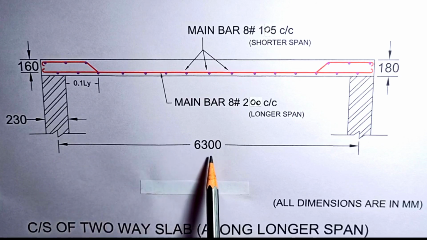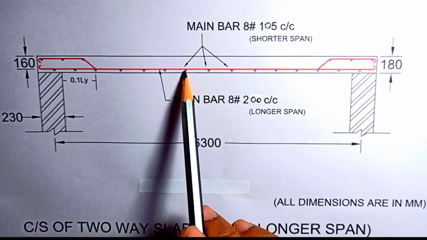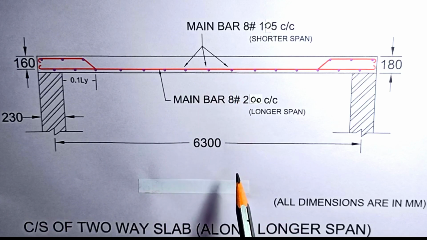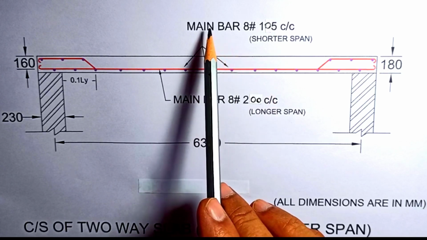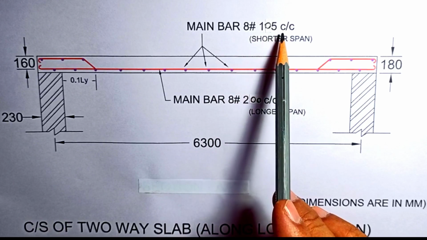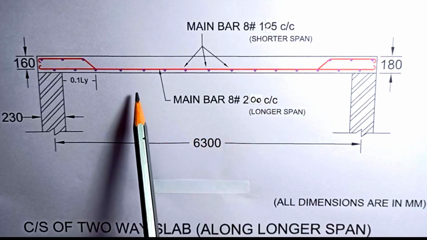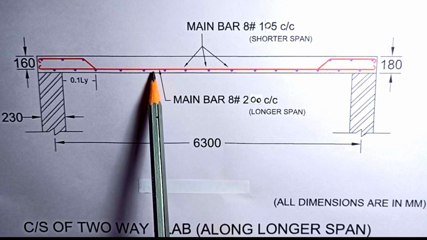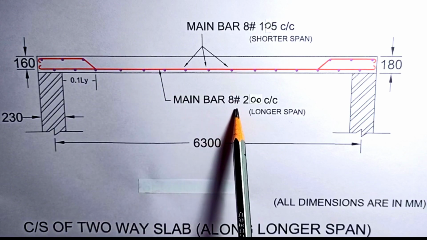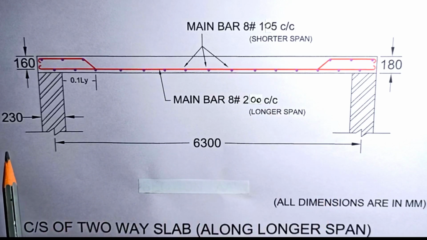The figure shows the cross section of the two-way slab along the longer span. This is the longer span 6300 mm. These violet are the main bars 8 torr 105 center to center along the shorter span, and these red full lines are main bars 8 torr at 200 center to center along the longer span. Okay, so this is the cross section of the two-way slab along the longer span.